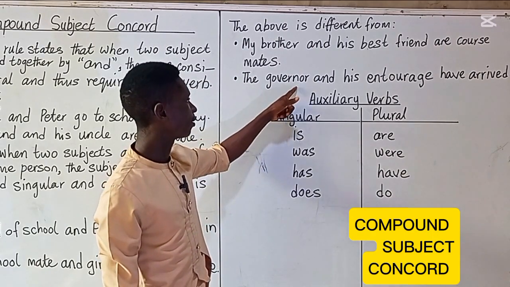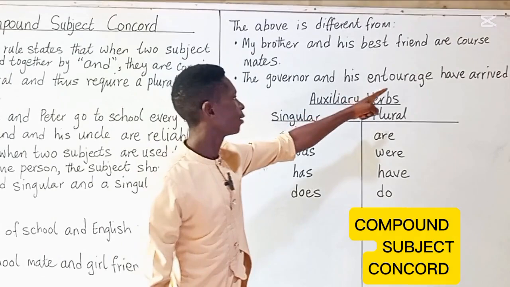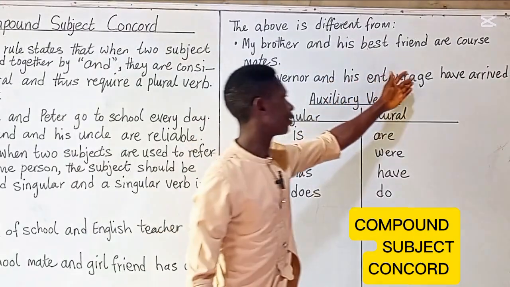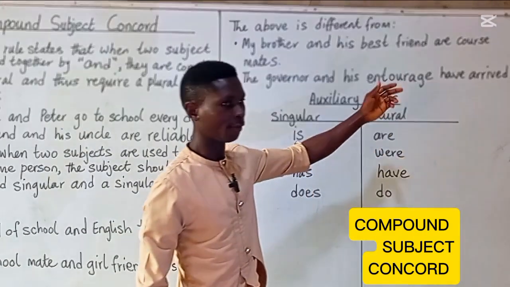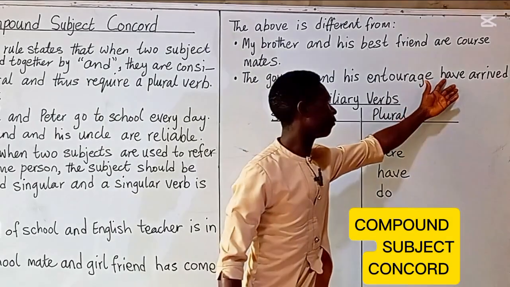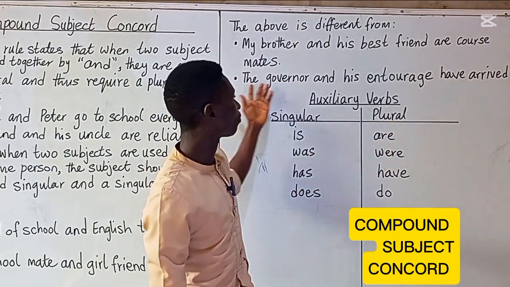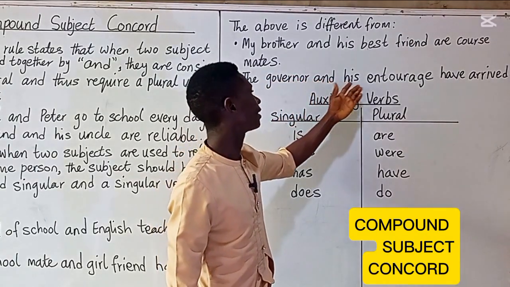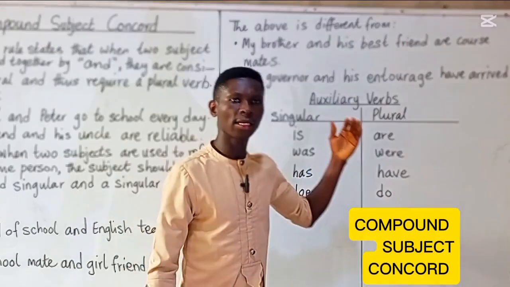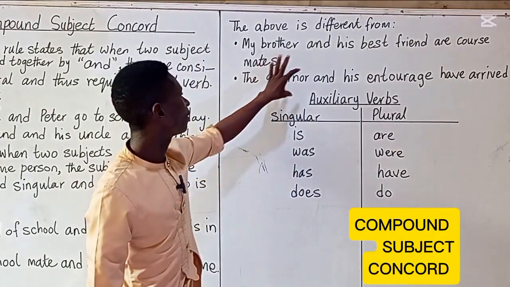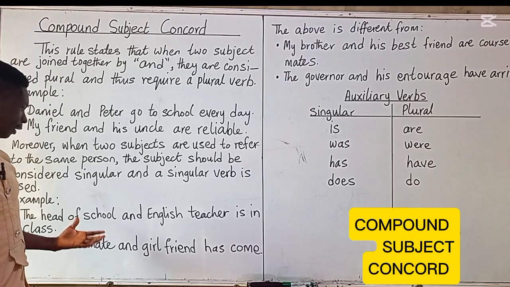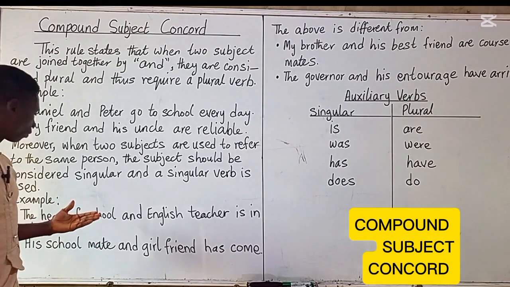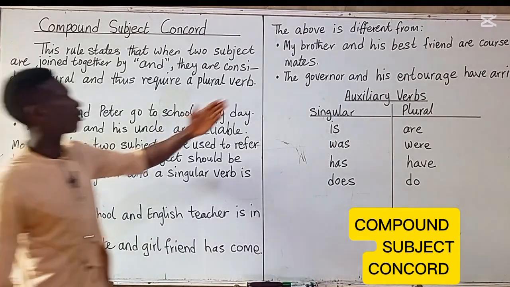Again, the governor and his entourage have arrived. Why do we use the verb have? It is because we have a plural subject, which is the governor, which is different from his entourage. Students usually get this particular example twisted. They tend to get confused when it comes to the difference between what we have here and what we have here.